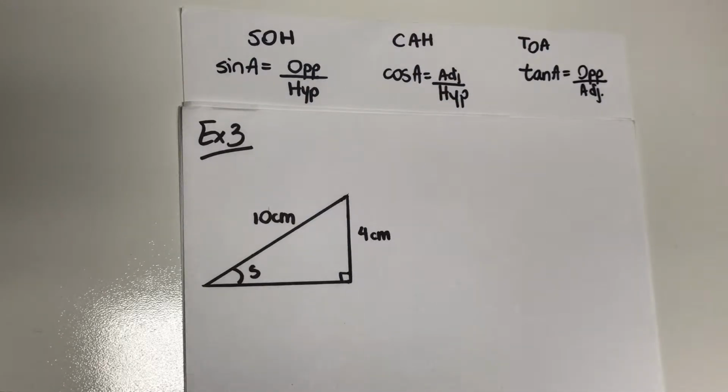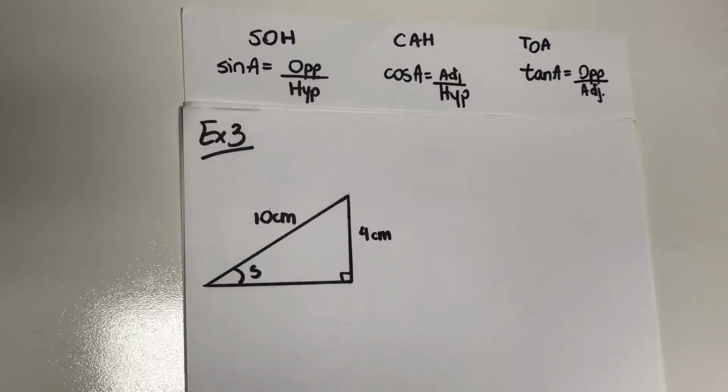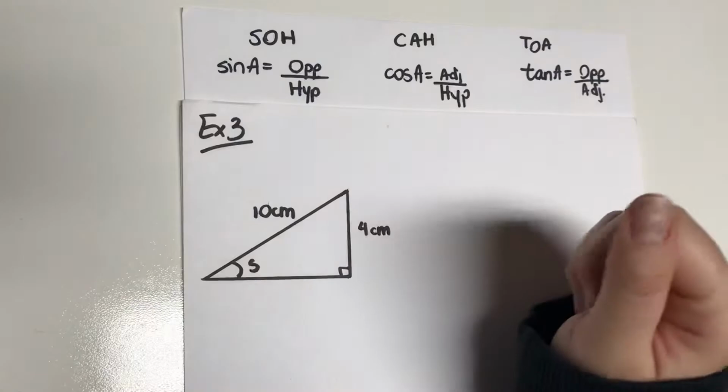In this example, we are going to be using the trig ratios we've learned to find the missing angle in a triangle. So this is something we haven't looked at before. We've looked at finding missing side lengths with Pythagorean theorem, but in this case, we're actually looking for the angle itself. And not with the protractor, but with our formulas, our SOH, CAH, TOA formulas.